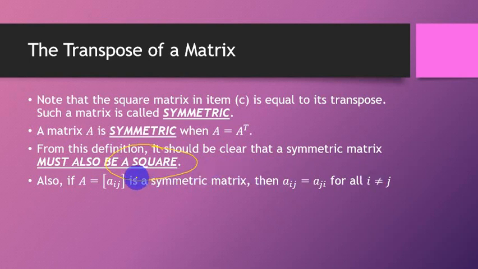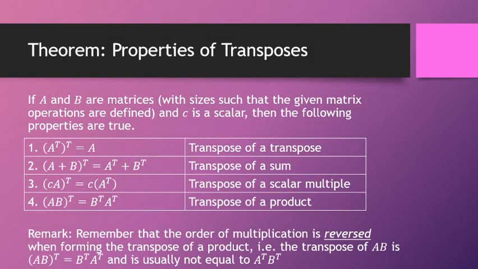So there. Also, if a matrix is a symmetric matrix, then the entries are just equal to each other, provided they are not on the same position, like 1, 1, 2, 2, 3, 3, row 1, column 1, row 2, column 2, and so on. So, what are the properties of the transposes of matrices? If A and B are matrices with sizes such that the given matrix operations are defined, and C is a scalar, then the following properties are true.